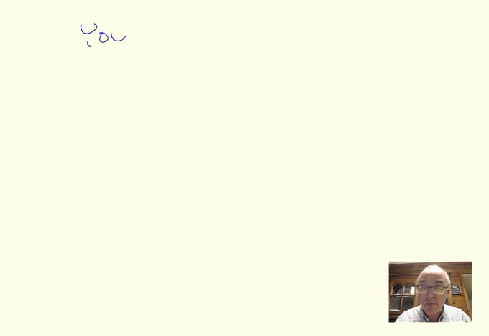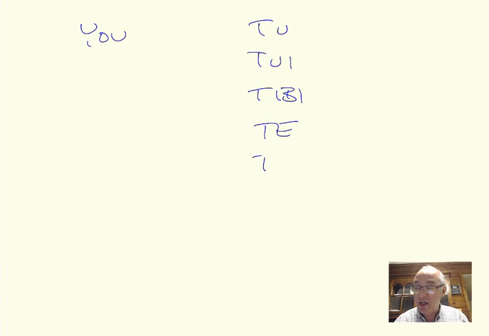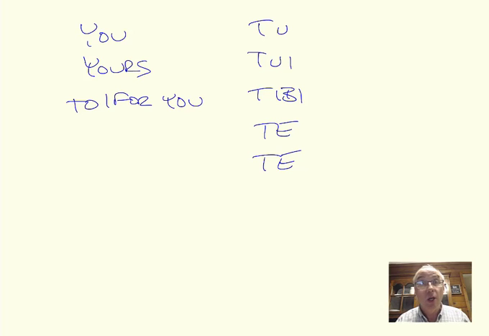You. Tu, tui, tibi, te. That's you, yours, to or for you, you the direct object, and you with prepositions. Tu, tui, tibi, te.